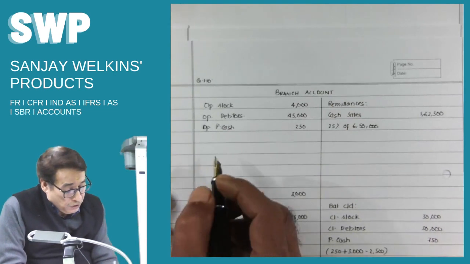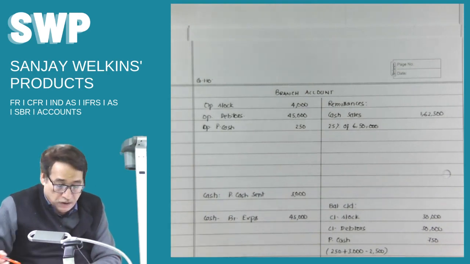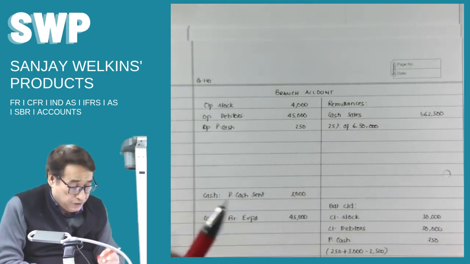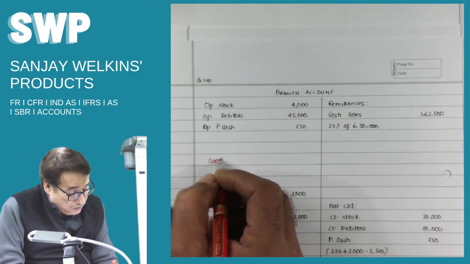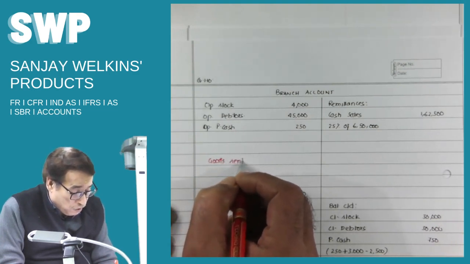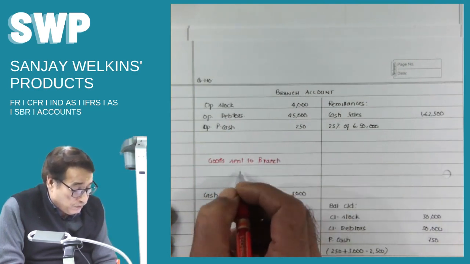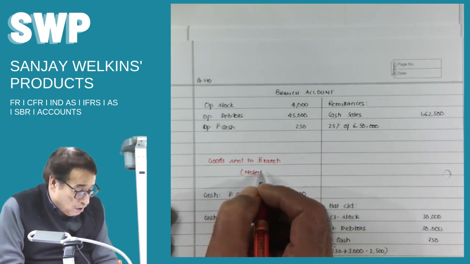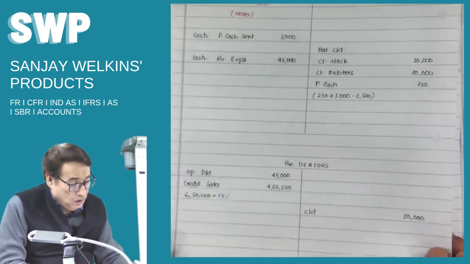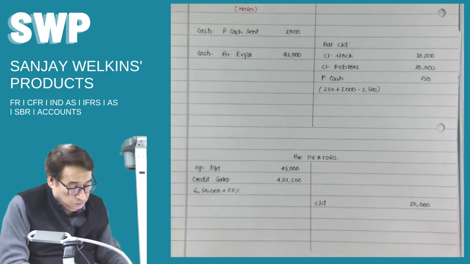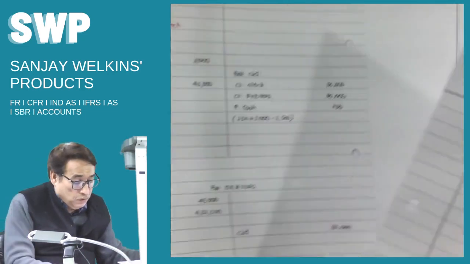Unless and until we have the goods sent to branch account, that I will write with red pen just to attract your attention, I cannot find out my profit. So since goods sent to branch is not given, I will have to find it out by way of notes. So in the notes, what I will do now, first of all, you do the working.